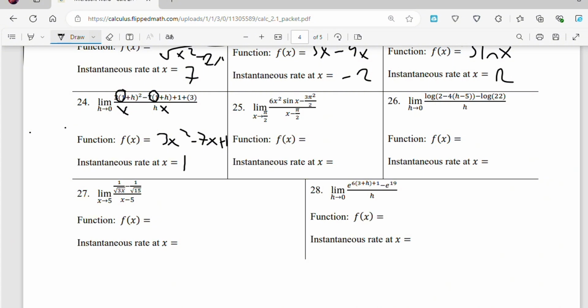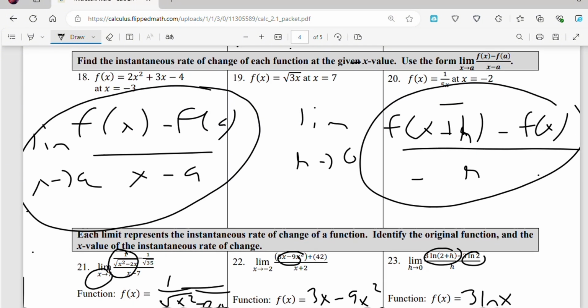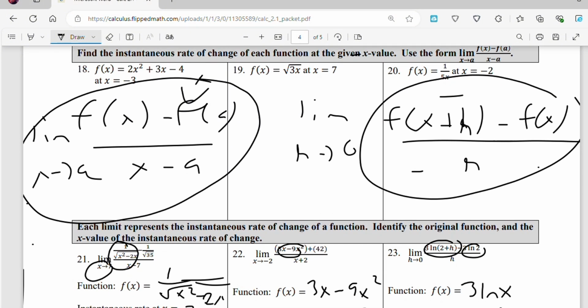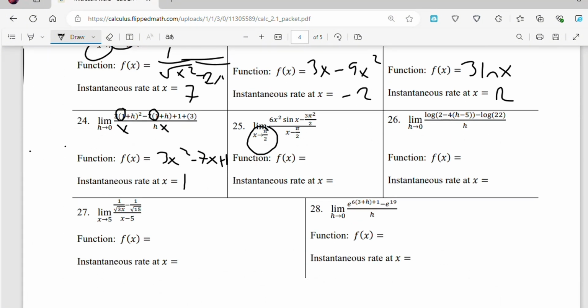Okay. Now, this one definitely seems a bit complicated, but again, you're identifying your form. X approaches pi over 2. So, again, we're dealing with f of x minus f of a. F of x is right here. That's all it is. 6x squared sine x. And then your instant rate occurs at x approaches pi over 2.